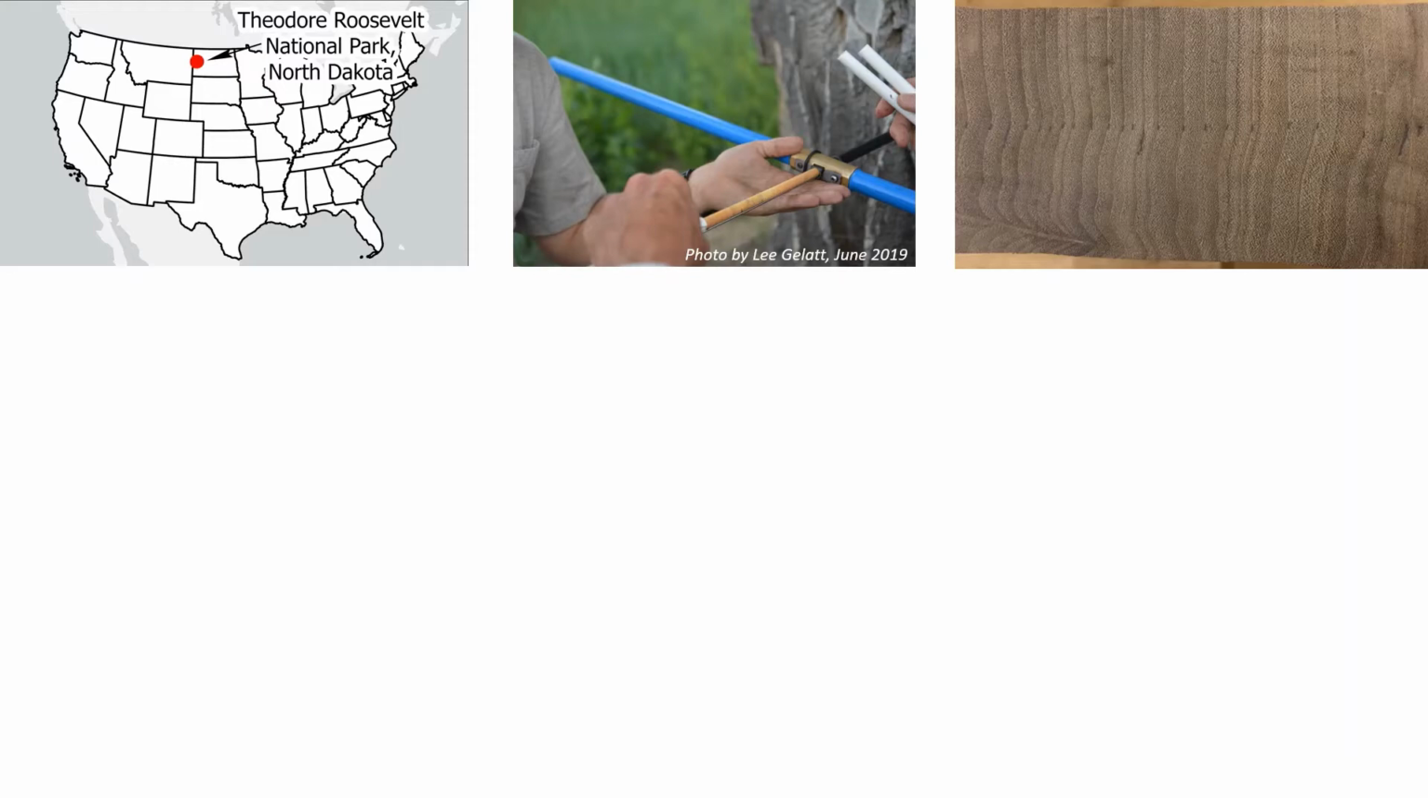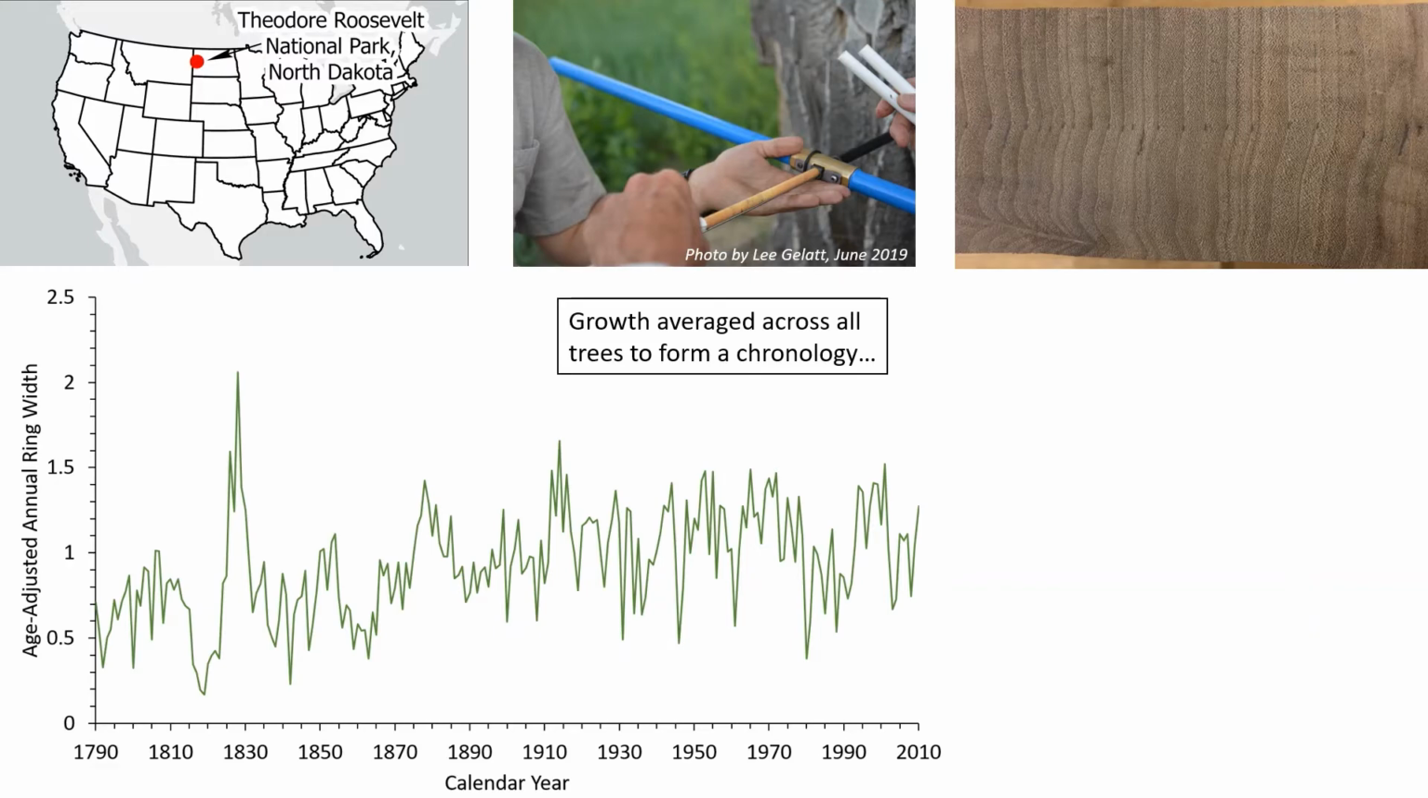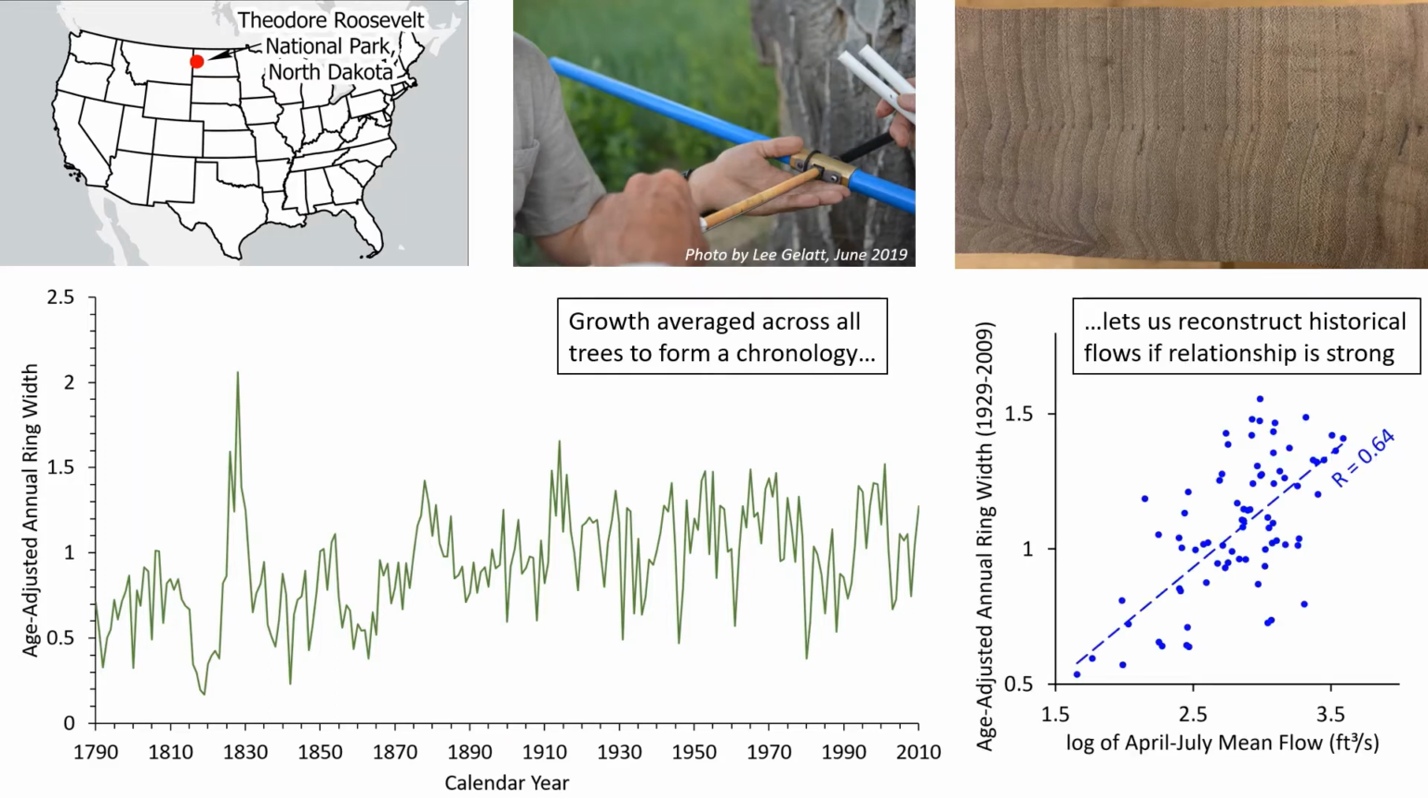Once we have confirmed our dating is correct on all trees, we measure the ring widths for every tree and average them to create a chronology of growth for the entire site. This shows us how tree growth evolves over time at this site, which we can then compare to various climatic variables. In this case, previous research demonstrated that cottonwood growth responds significantly to spring flows. Using this regression, flows were reconstructed to before the instrumental record, allowing us to develop a more complete history of this river. This methodology is all well established in dendrochronology.